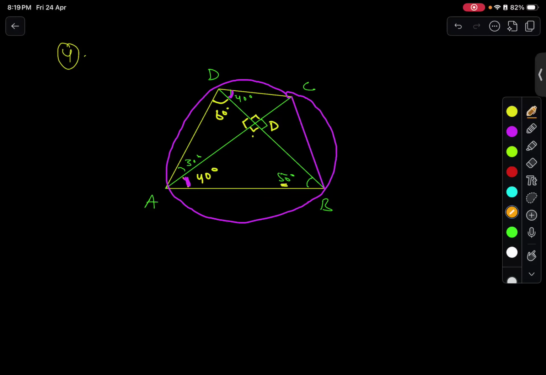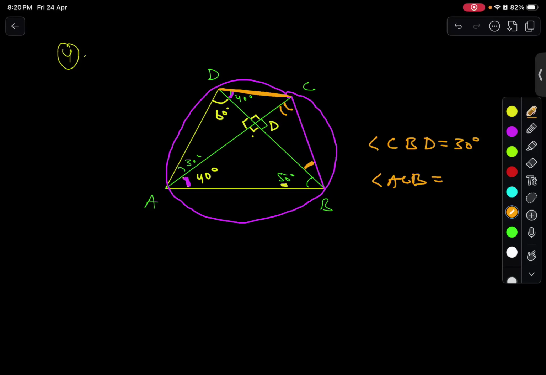Now, what are the angles in this segment? If I'm taking DC as a chord, what is the angle CBD? This angle? 30 degree. 30 degree. Very good. What is the angle ACB?